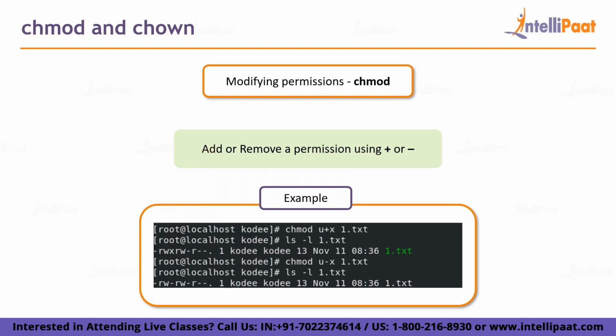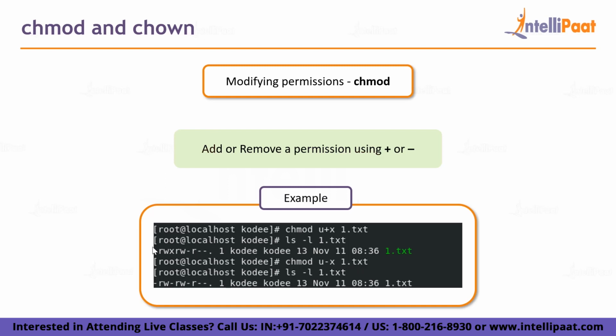And to add or remove a permission, you can use plus or minus. So you can see some examples in the background. You can see chmod u plus x 1.txt and doing an ls minus l 1.txt. Basically what it did is it added x over here and it removed x from both of these places. And then again chmod u minus x 1.txt.